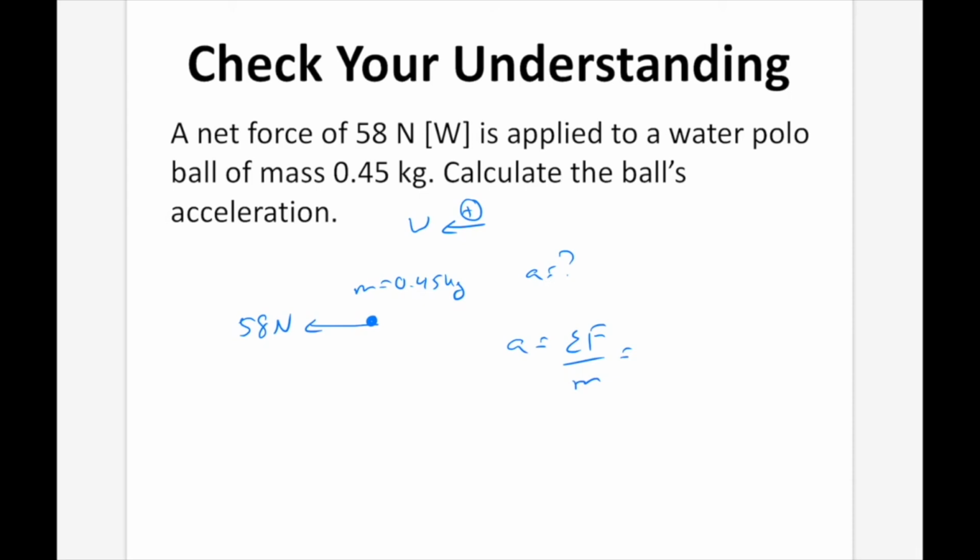The only force included in this question is the force going to the left, so it's going to be 58 divided by 0.45, and that gives us an acceleration of 128.9 meters per second squared west. We need to have 2 sig digs in our answer, so our final answer is going to be 1.3 times 10 to the 2 meters per second squared west.